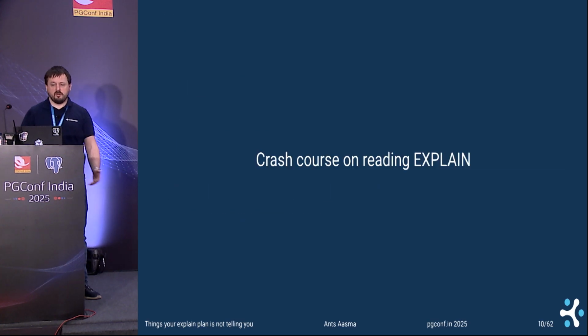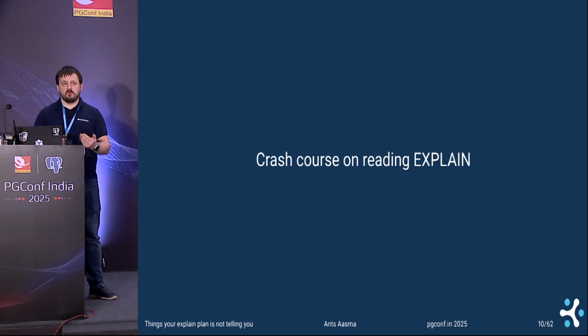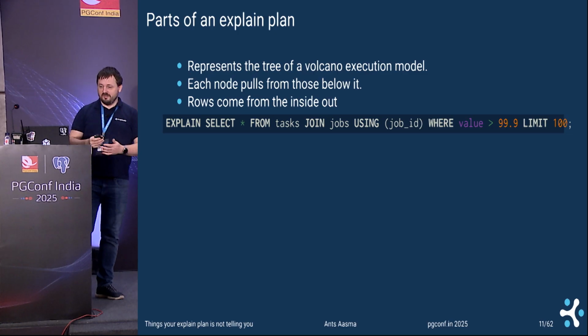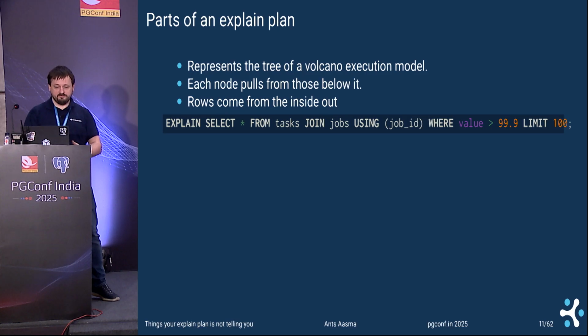But just to get everybody on the same page, I will do a really quick crash course on how to read explain plans. The explain plan represents the database's internal volcano execution model that Amit was talking about yesterday. It's called the volcano model because it's wide at the bottom, narrow at the top, and the rows come out of the top. So that's why it's a volcano.